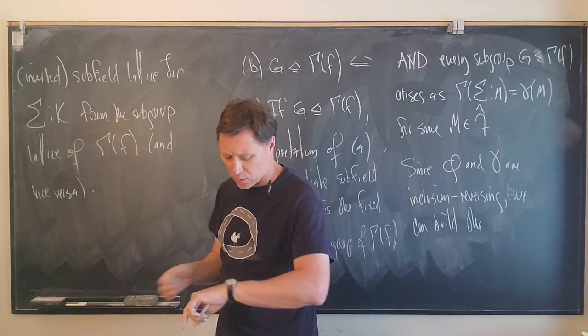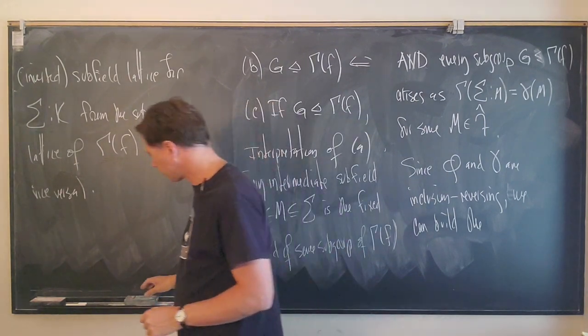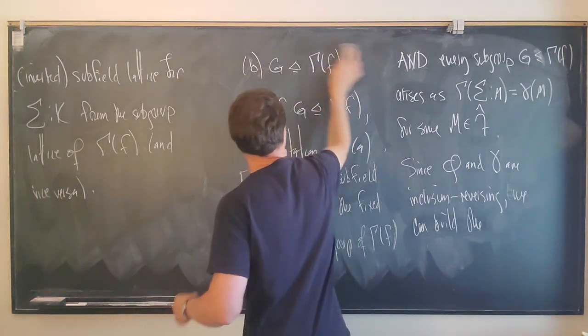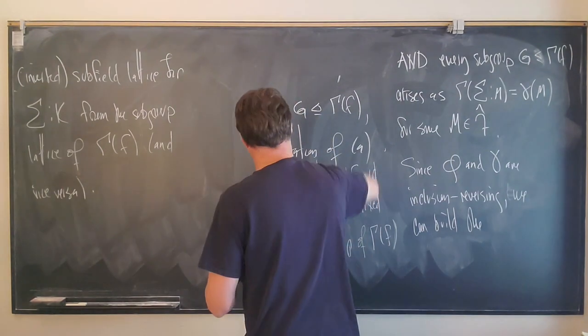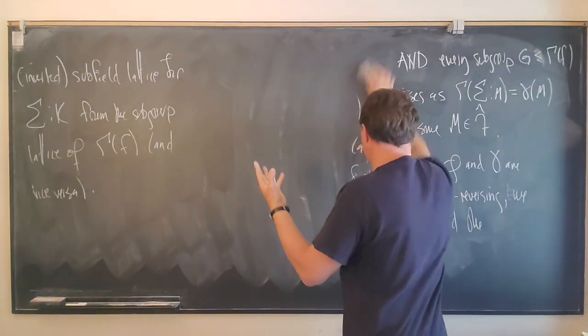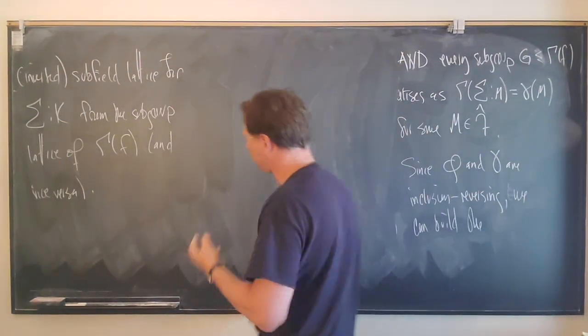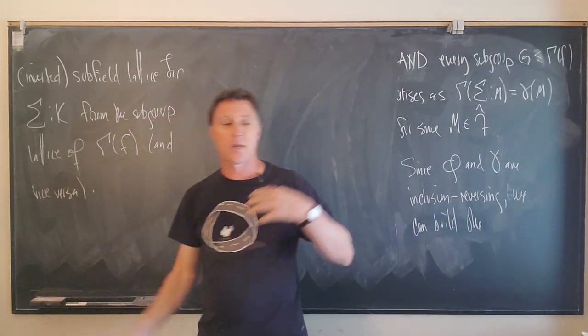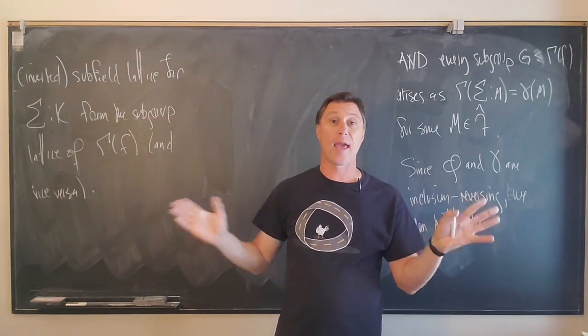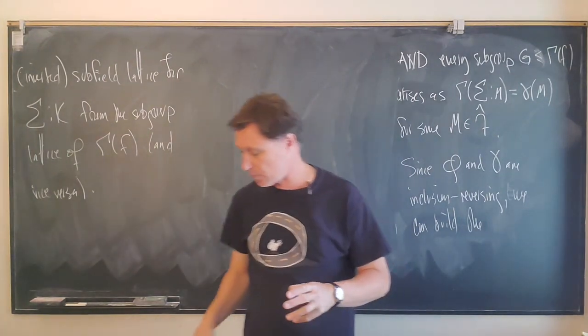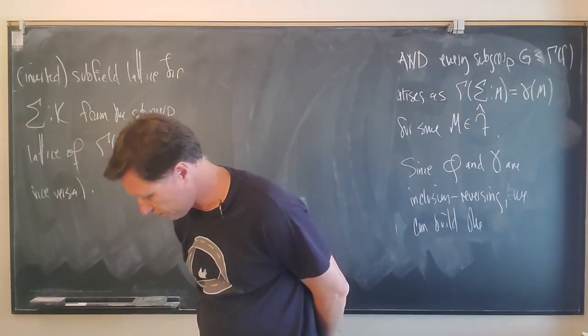You'll see what I mean once I actually do a computation. So let's just get into it now. But the whole idea is that there is this backwards and forwards correspondence between subgroups and subfields, right? And it actually gives us some nice pictures once we're in it.